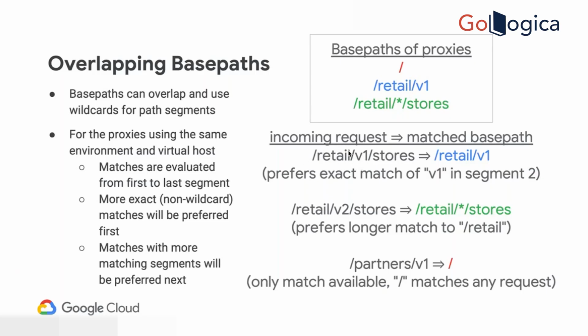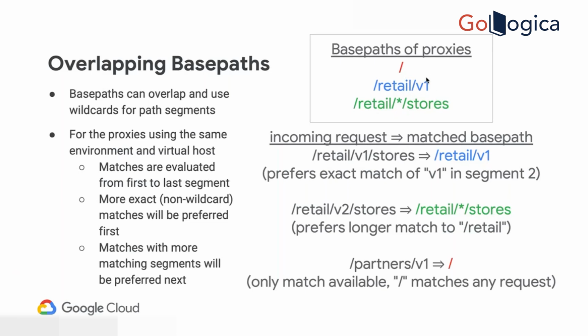If the incoming request is retail v1 stores, then APG will do the match from left to right. First, retail, it matches this one, blue and green, correct? Second, v1, it matches v1. It matches the star also, but v1 is an exact match and star is a wild card match. So if there are multiple possibilities, it will prefer the exact match.